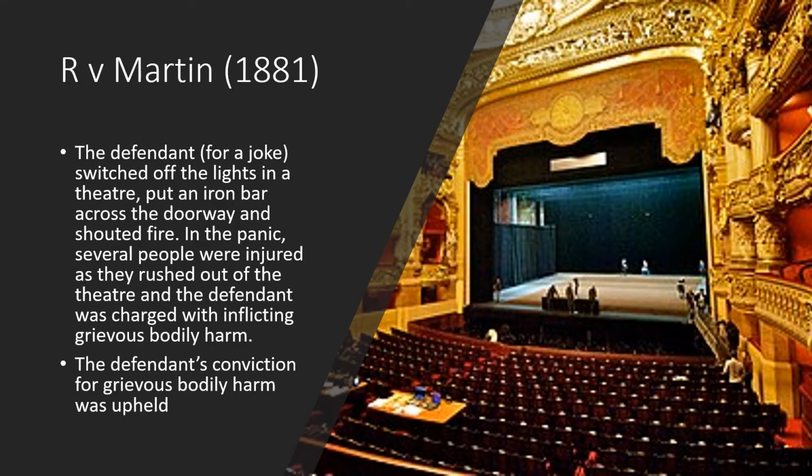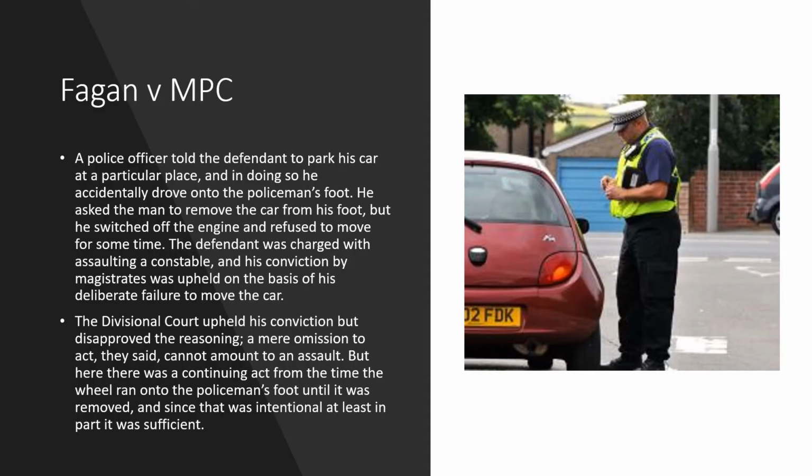In Martin, the defendant for a joke switched off the lights in a theatre, put an iron bar across the doorway and shouted fire. Now this caused people to panic and rush out of the theatre, and the defendant was charged with inflicting GBH. Again, the conviction was upheld because the force was applied indirectly.